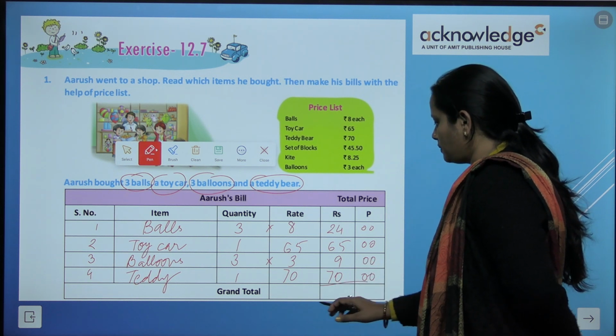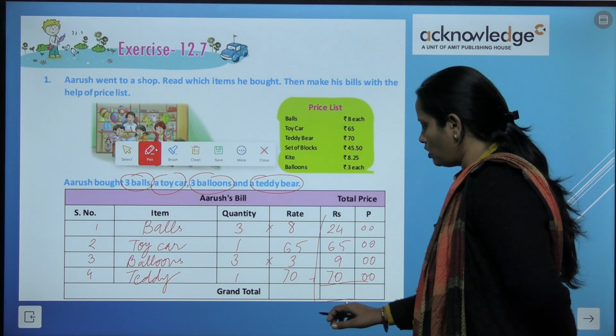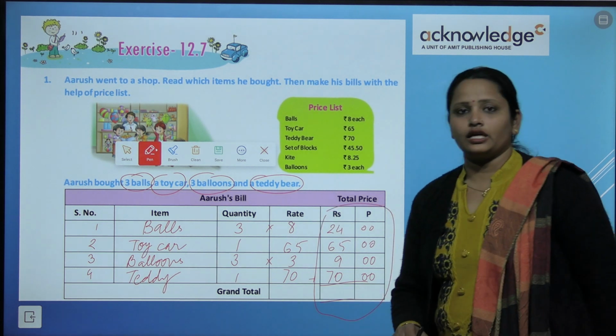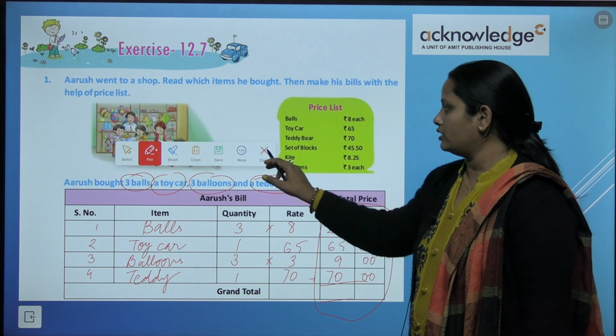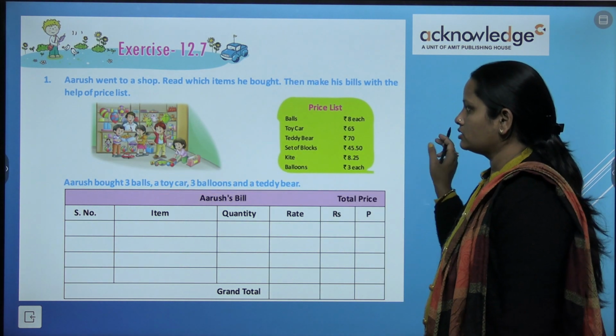So how much total money did he pay? We have to add all this amount. We will add all of these, and we will get the answer. So this you have to do on your own. You have to add the given numbers.